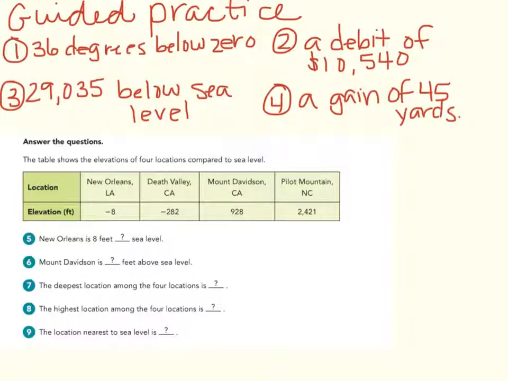All right, folks, please give these guided practice problems a try. In the first four problems that you see written in red, please write a positive or a negative number to represent each situation. After you finish those four questions, please move on to the green chart that you will use to answer questions 5 through 9. Press pause and I'll be here waiting with the next idea when you finish.